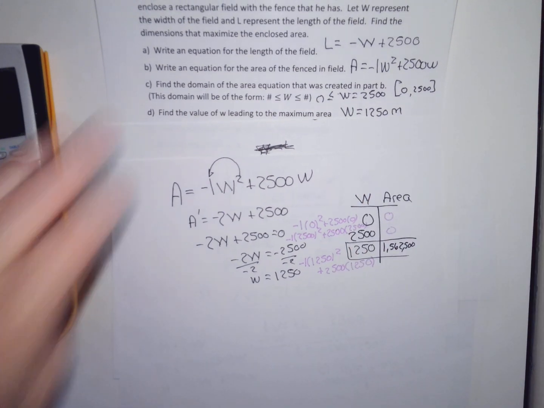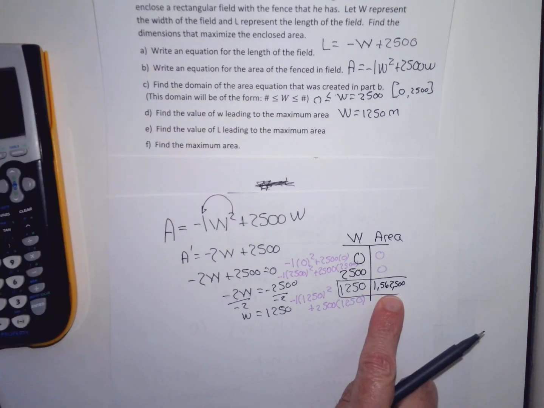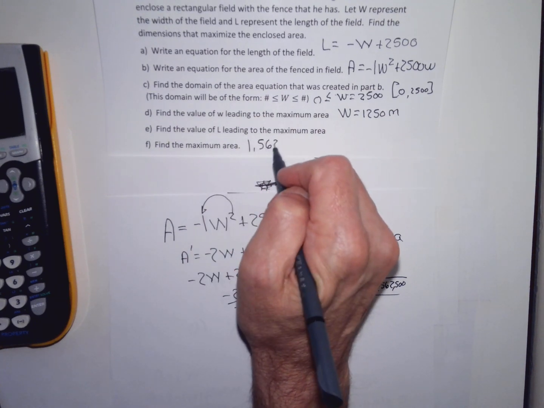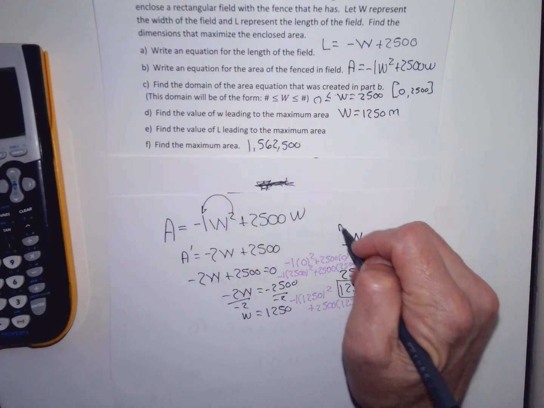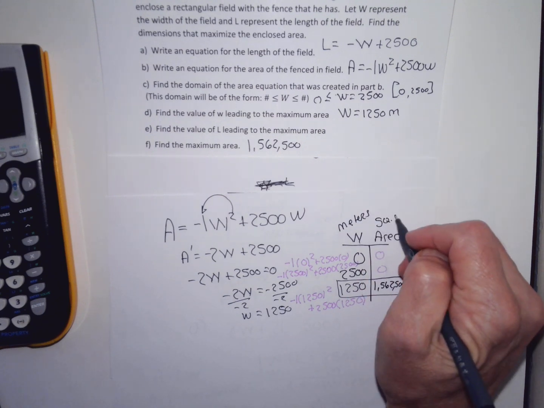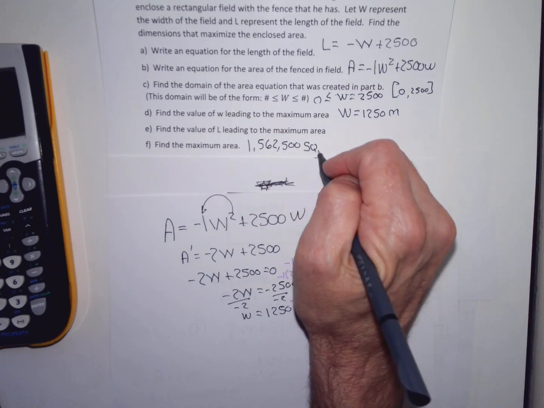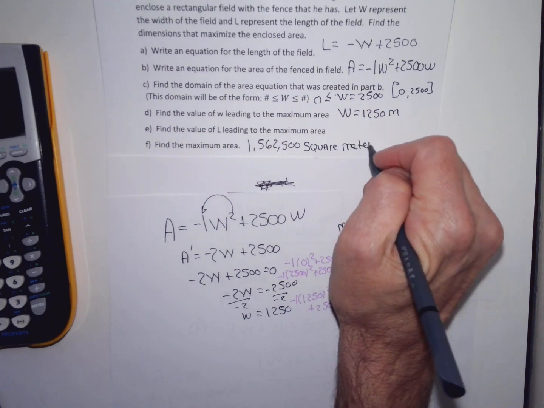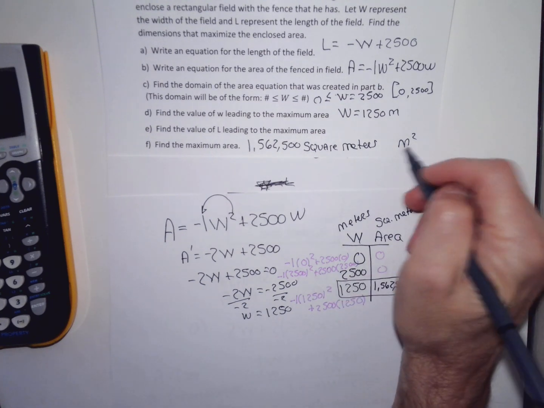I already know my maximum area, so I know the answer to part F already. The maximum area is 1,562,500. And then areas in square meters. The X's, the units are in meters. The Y's, because they're area, the units are in square meters. So let me just write out the words square meters, but I could just have written meters squared for my symbol if I cared to.